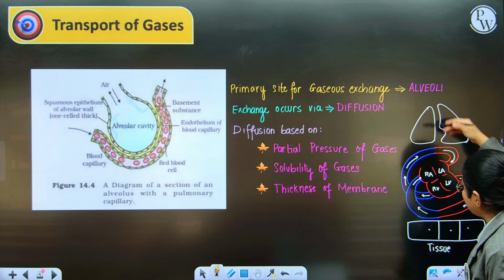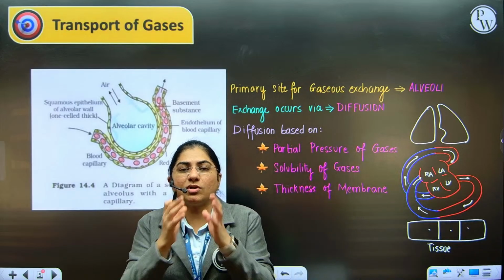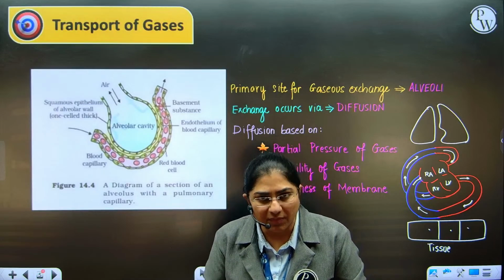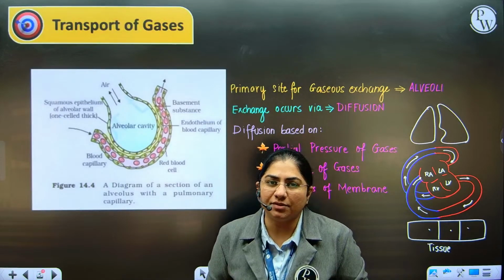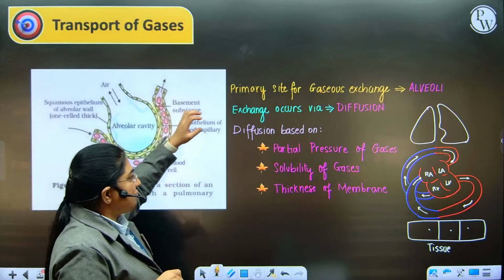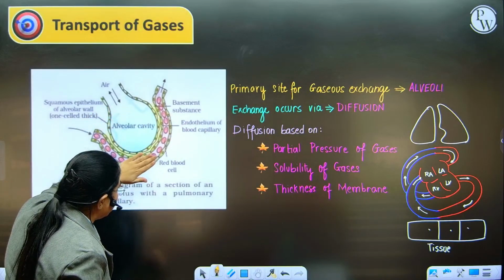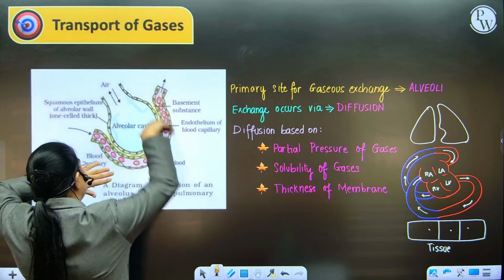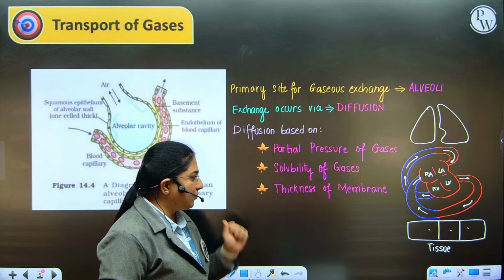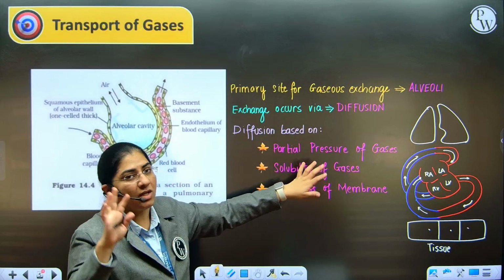Now, when the oxygen has to enter into the blood, there are various factors which will promote the movement of oxygen from the lungs or from the alveoli into the blood, and carbon dioxide from the blood into the alveoli. What are those factors that favor this movement? The factors are three: partial pressure of gases, solubility of gases, and thickness of membrane. How does this work? We will look into it.